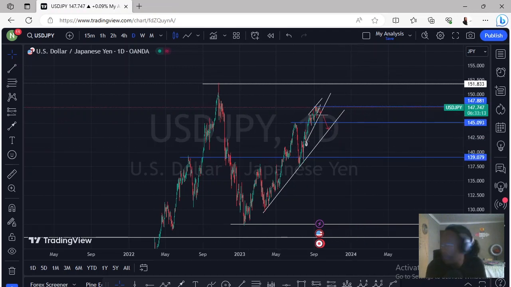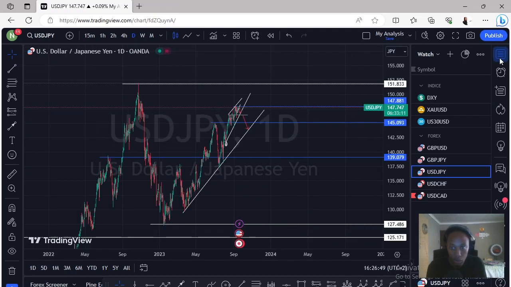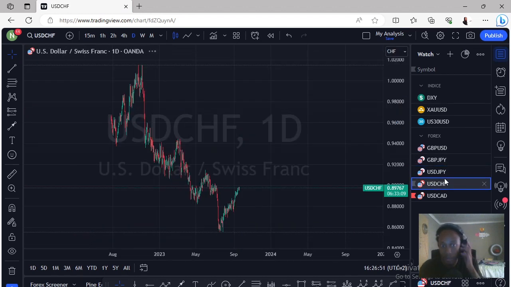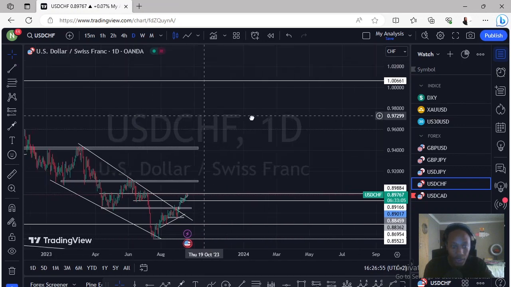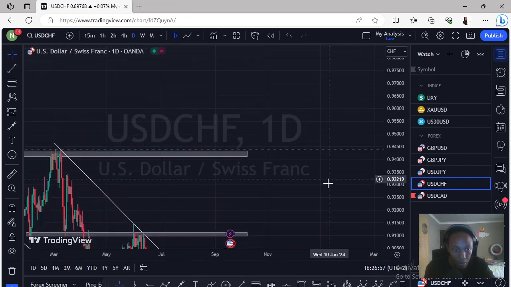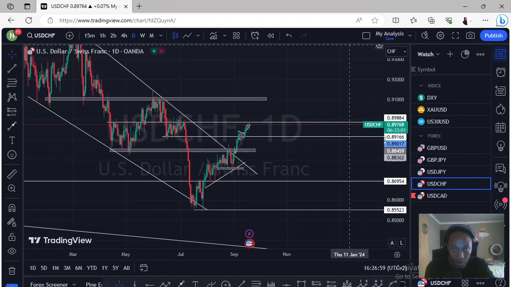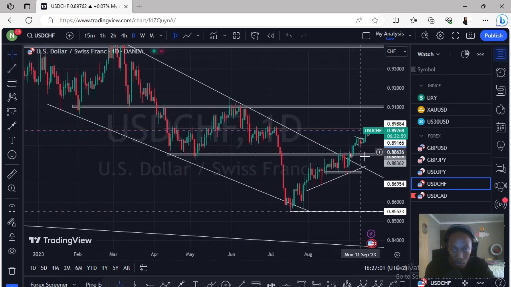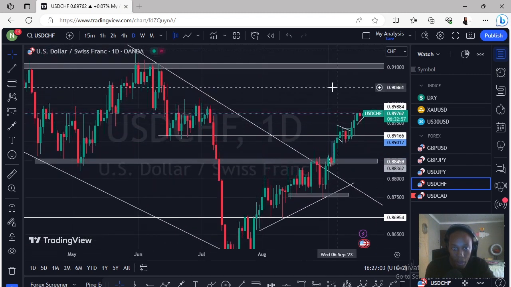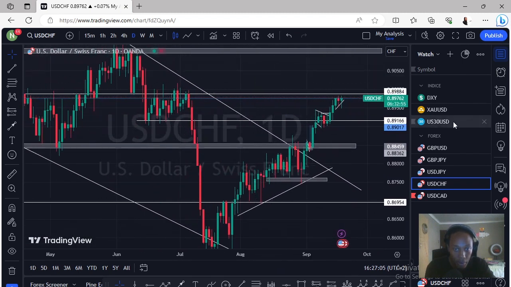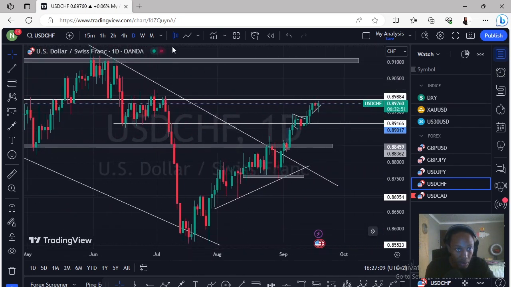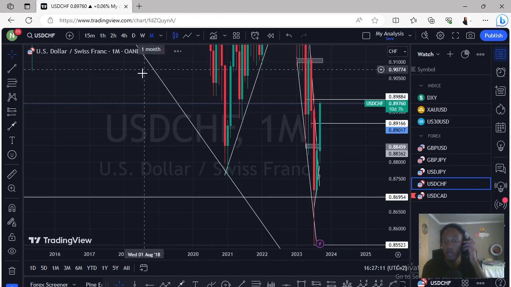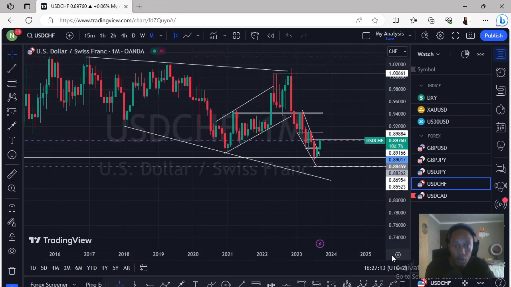So yeah guys, let me just show you my next one, USD CHF. Simple analysis, simple price action. You can see it has been respecting my breakout. Overall we had a trend inside trend. Okay, let me just go to the bigger time frame, to the monthly.